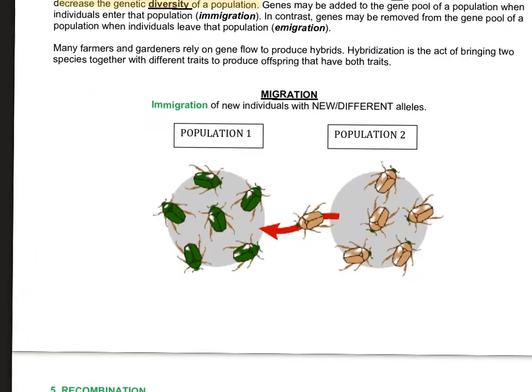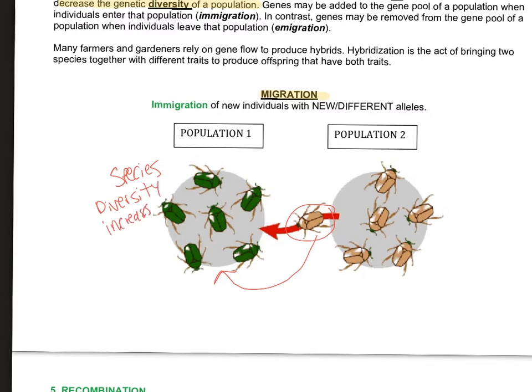Okay? So here we have migration. We have little bugs. So what's happening here? This is showing you gene flow. In this case, this little bug is going over here. So this population, the green population, species diversity increases.